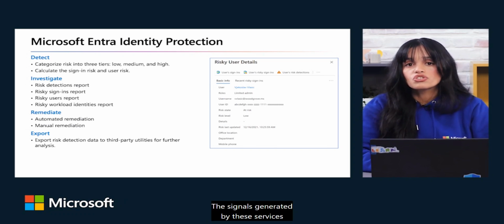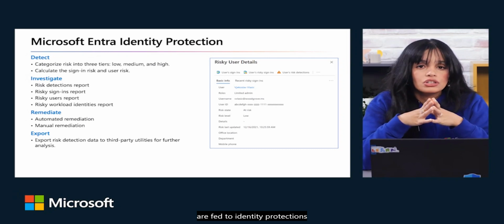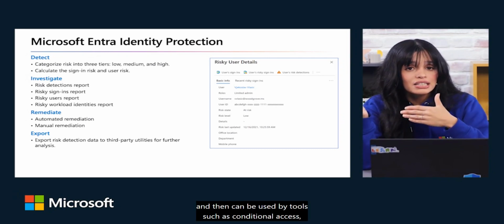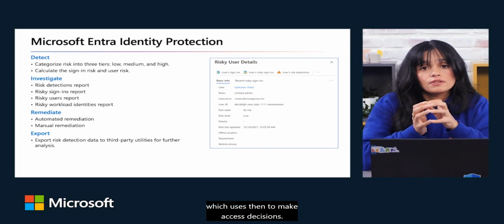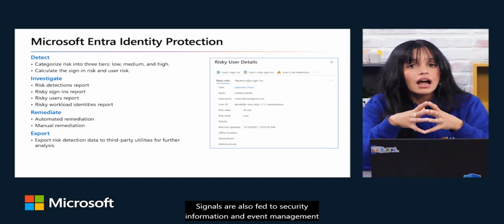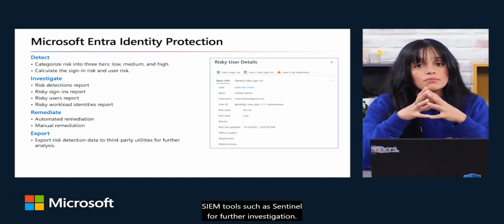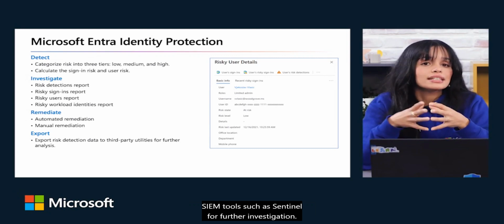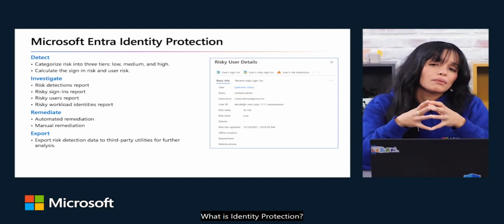The signals generated by these services are fed to identity protection and then can be used by tools such as conditional access, which uses them to make access decisions. Signals are also fed to security information and event management SIEM tools, such as Sentinel, for further investigation. So, what is identity protection?